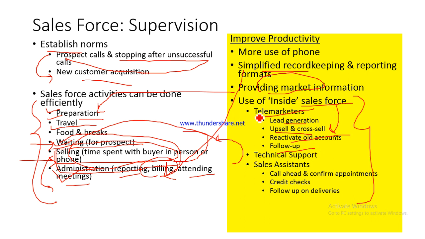Naturally, the end result would be that the field salesforce would have a considerable amount of time left for their main activity, which is selling. Again, technical support. What do we mean by technical support?